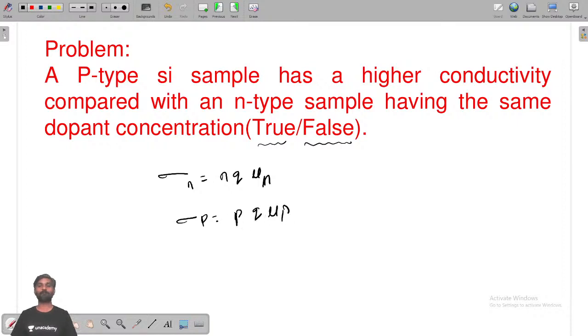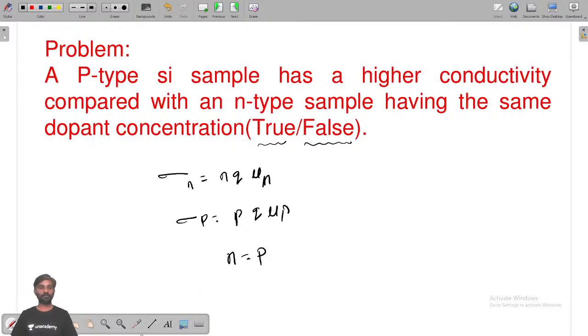What is he saying, sir? A p-type silicon sample has a higher conductivity compared to the n-type silicon with the same dopant concentration. What is he saying? He is saying n is equal to p.